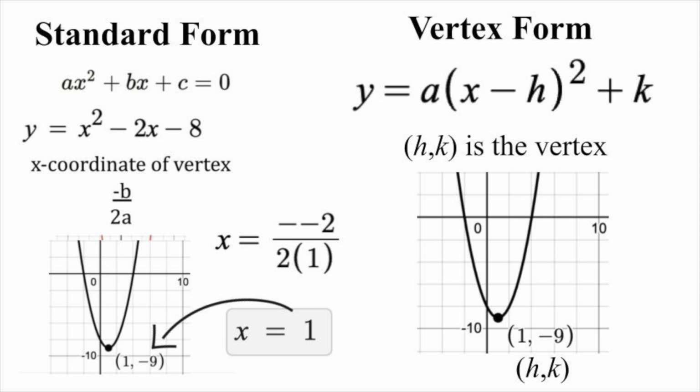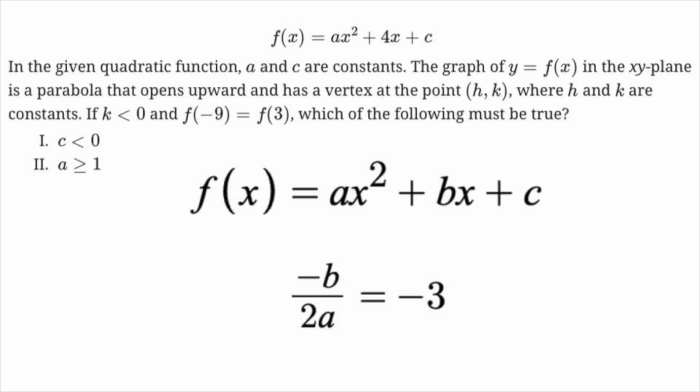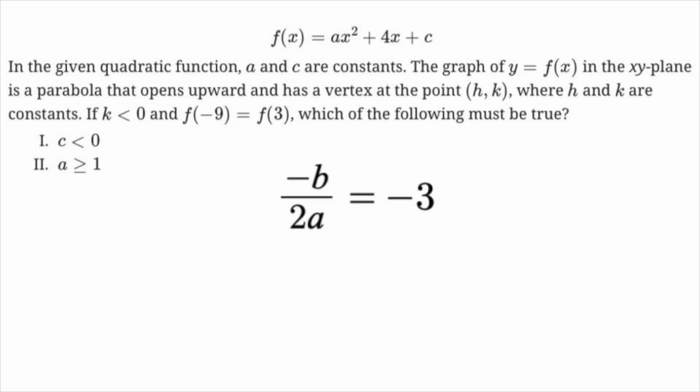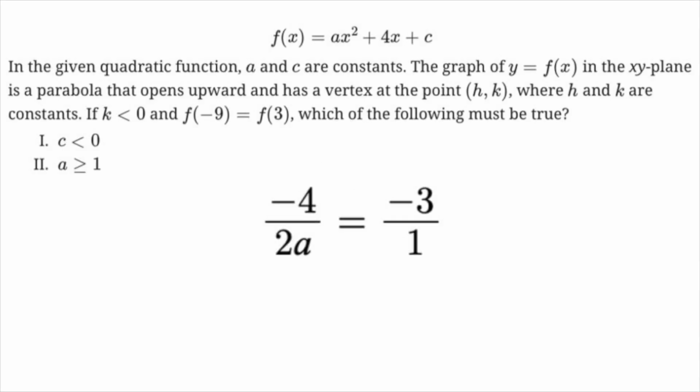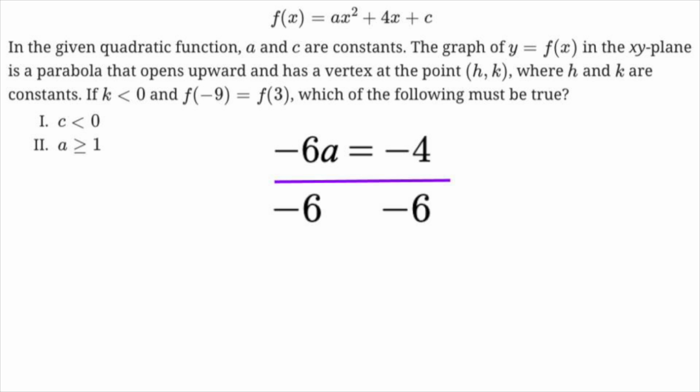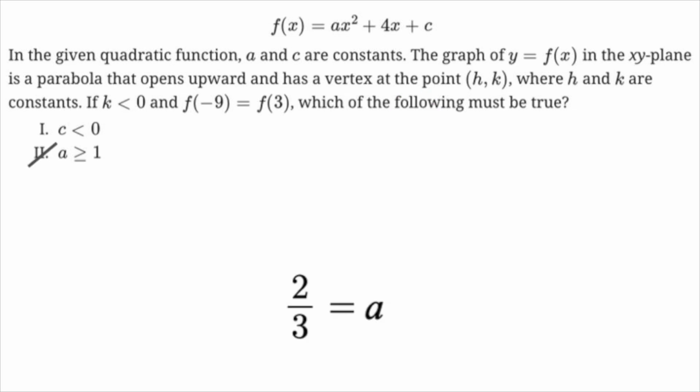Now that we know the x-coordinate of the vertex is negative 3, we can plug that into our formula for the x-coordinate of the vertex taken from a quadratic equation in standard form, negative b over 2a. Plugging in, we get negative 4 over 2a equals negative 3. We cross multiply and find that a equals 2/3. 2/3 is less than 1, so we can eliminate Roman numeral 2.